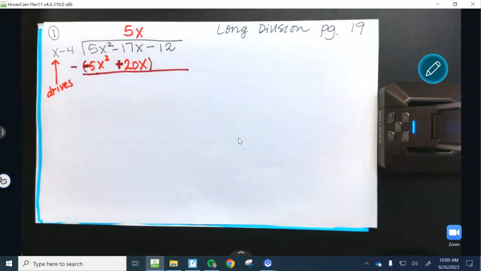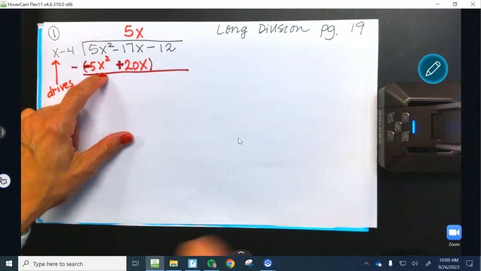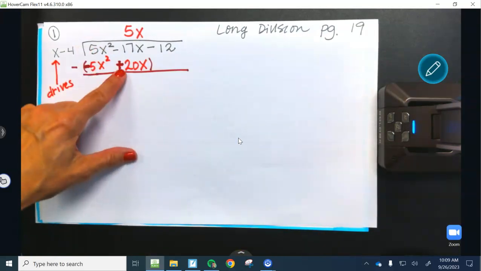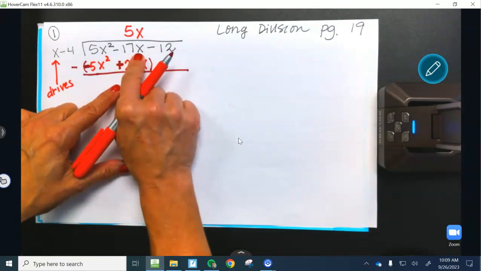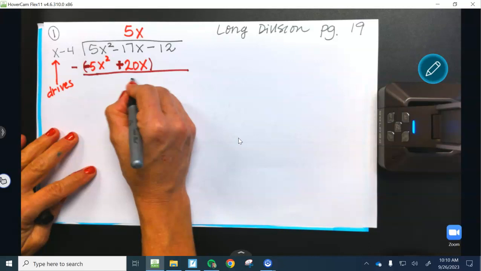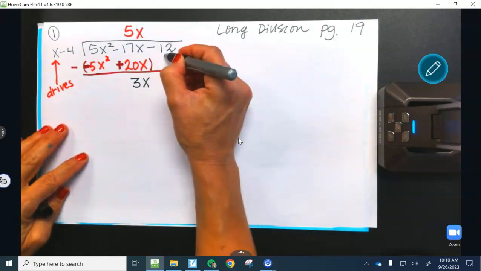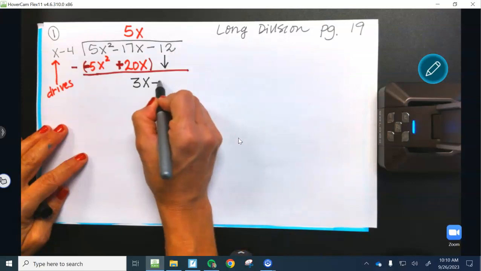All right, so I know I'm on the right track because my first terms cancel. They always cancel. If they don't cancel, I did something wrong. But they cancel, so I'm good. So now we're going to have a -17X and a +20X. That's going to be a 3X. And then don't forget to bring down the next term.